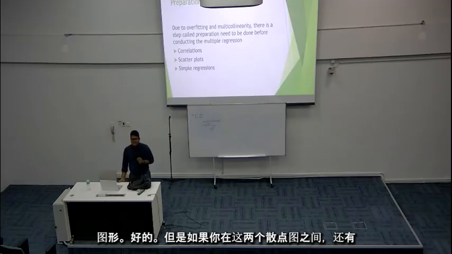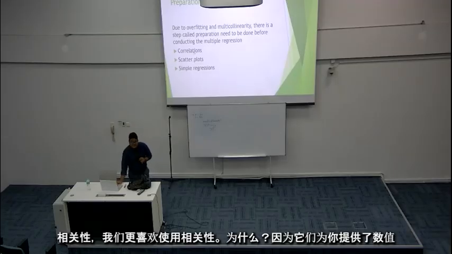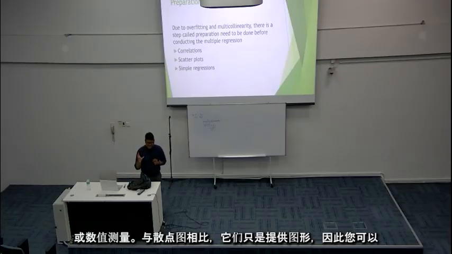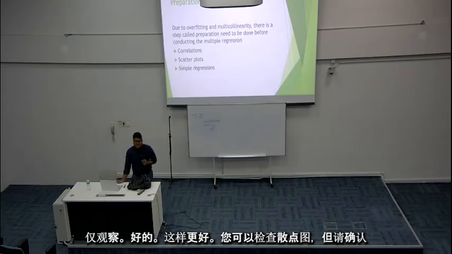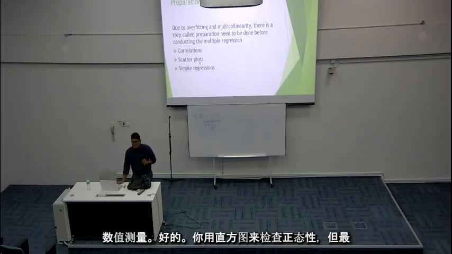This one is a graphical one. But between these two, the scatter plot and the correlation, we prefer to use the correlation. Why? Because it provides you a numerical measure, as compared to the scatter plot, which is just graphical, so you can only observe. It's better, you can check your scatter plot, but please confirm with the numerical measure.